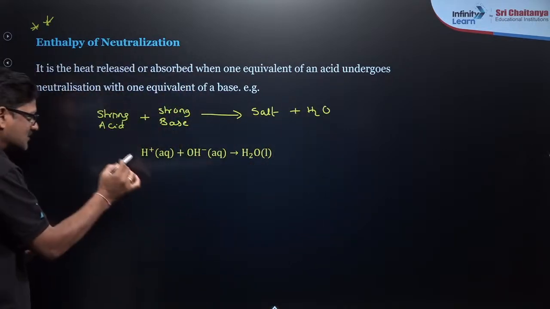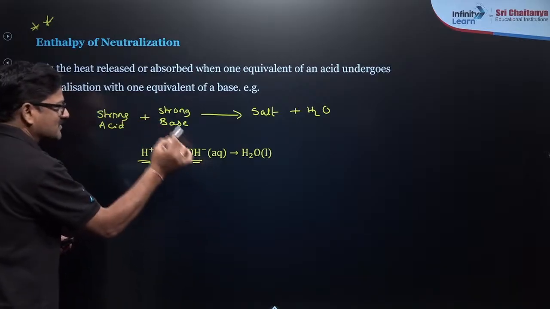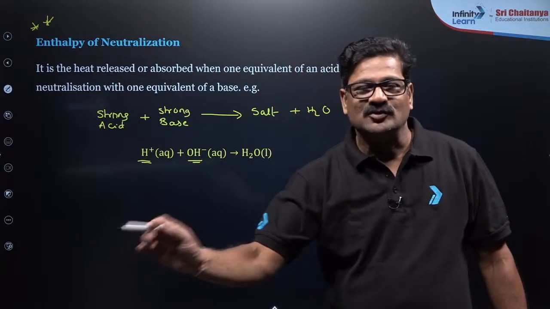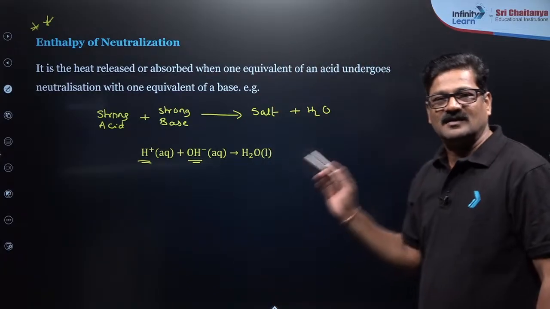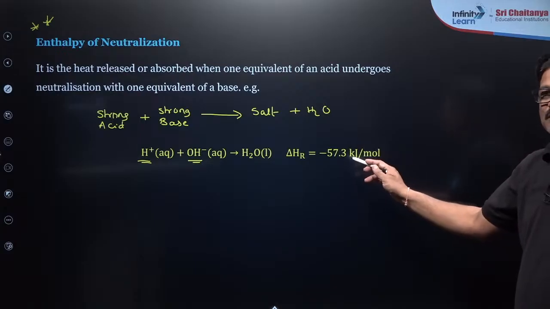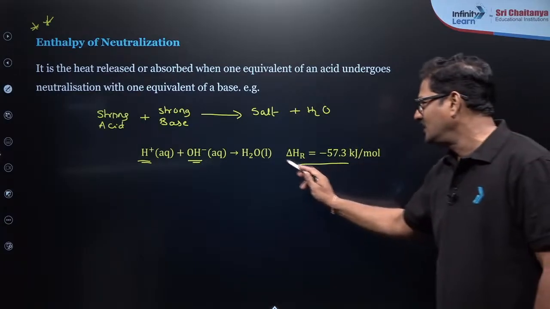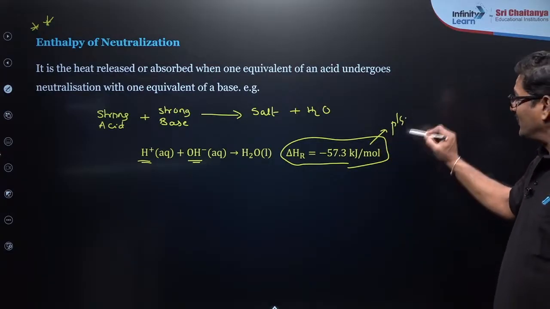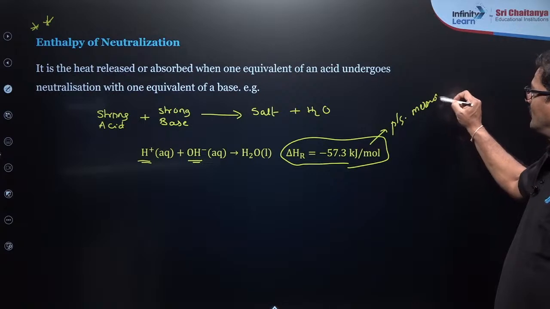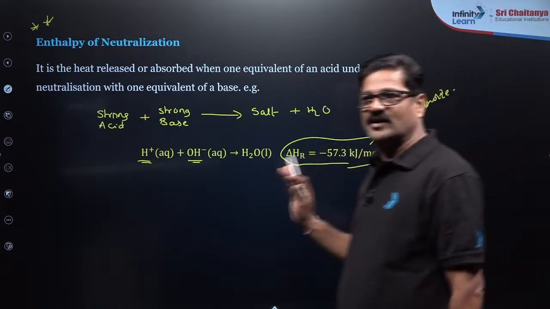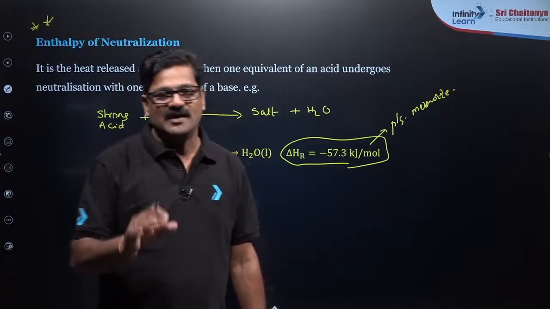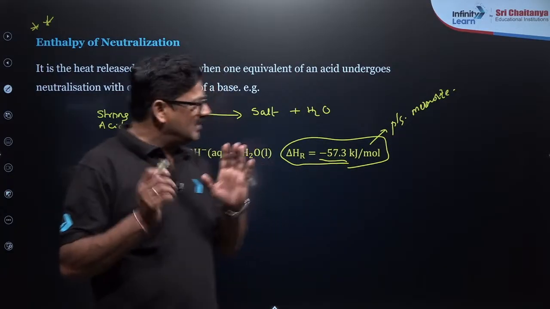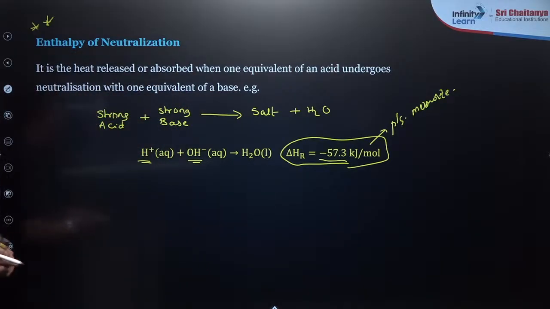The strong acid gives H plus, the strong base gives OH minus, and both combine to form H2O. Don't memorize any other value here, but the delta H of neutralization is going to be minus 57.3. Please memorize this value. I believe 100% this value will be given when the question comes in the exam. If not given, at least you should memorize it, for any strong acid and any strong base.